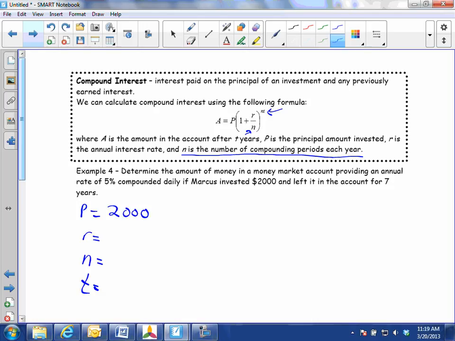What's the R? And I'll put that back as a decimal, so move it over twice, 0.05. All right, how about the n? Why is it 365? Right, it's compounded daily, and they want to know how many times in a year, so 365 a year. Okay, how about t for time? 7 years. All right, then you should plug everything in.